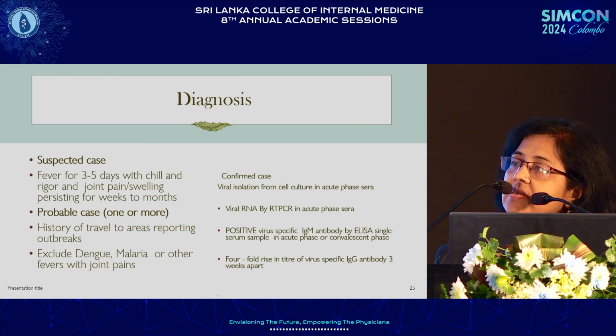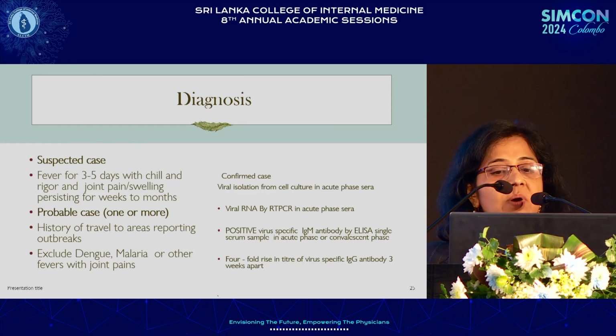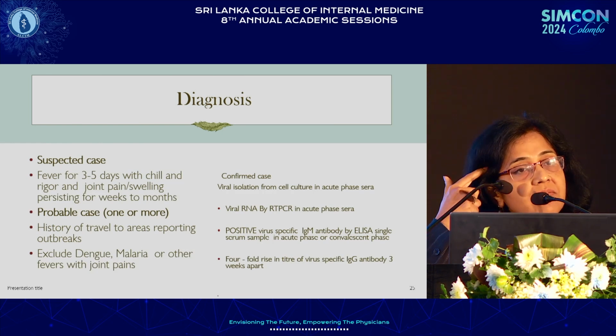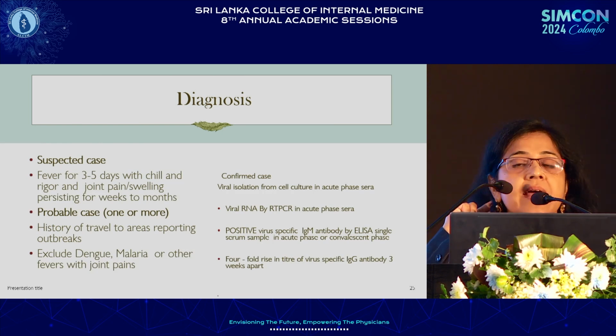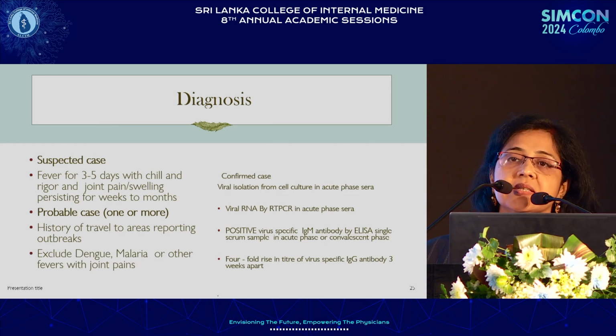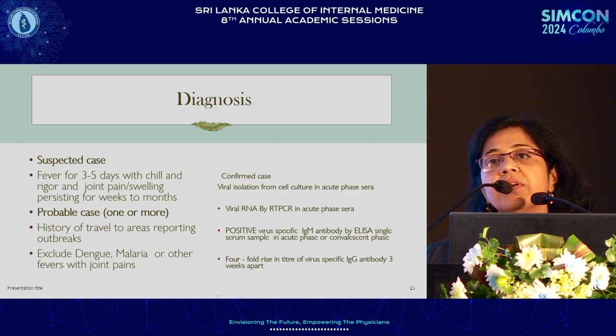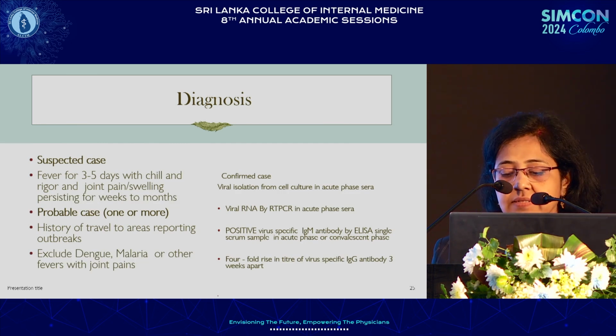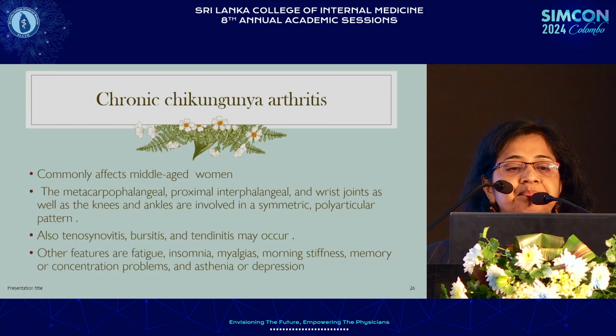For acute cases, the IgM antibody will be positive, and for the chronic ones, you can have IgG positive. Another way of confirming an acute infection is to do paired sera, and if there is a 4-fold rise, then you know that the person is suffering from an acute illness.